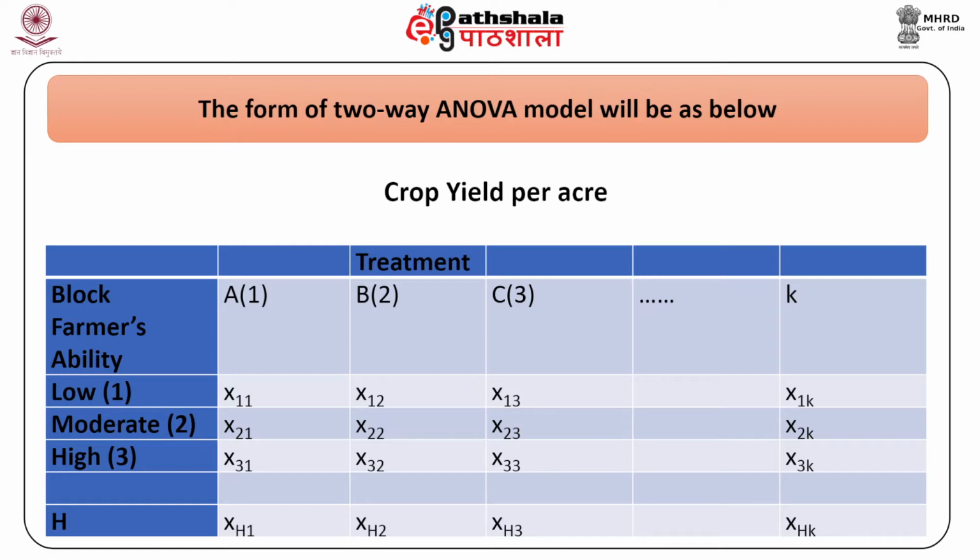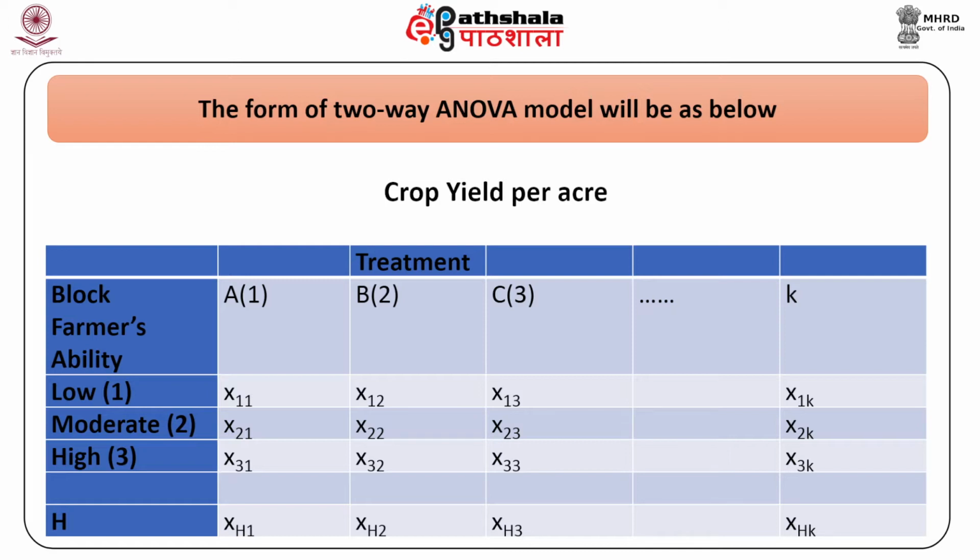So in blocks we have the farmer's ability, low, which can be denoted as 1, moderate 2, high 3, which is in terms of rows, and we have the sum total, which is H. Then we have the treatments A, B, C up to K, which can be written as 1, 2, 3 up to K. The cell values are X11, X12, X13, X1K for low.